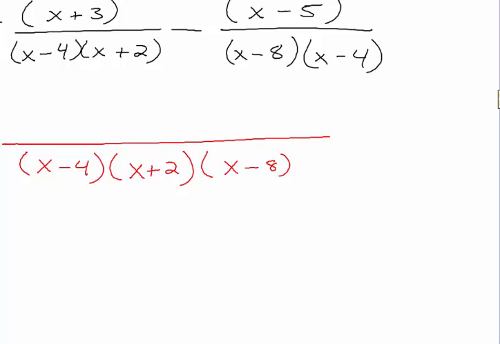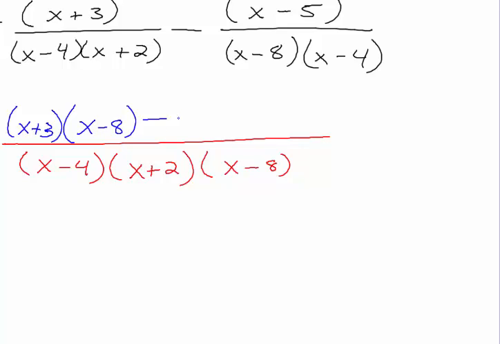Okay, so now I have to set up the tops, right? So what's my numerator for the first function? X plus 3. So that's going to stay. Now, I'm going to have to multiply it by something because I changed the denominator from this to this, right? So x minus 8 is the new term in the common denominator. So if it's new to the bottom, I have to make it new to the top. So I'm going to have an x minus 8 up here. Is everybody okay with that?